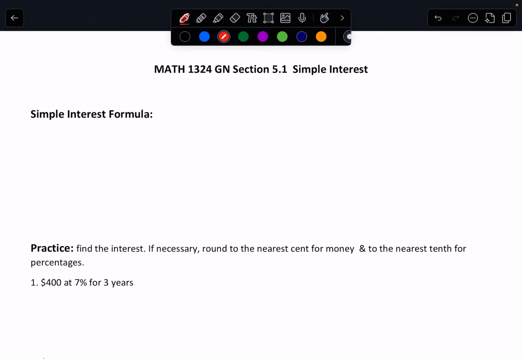Hello. So we're gonna head on to chapter 5, and we're gonna start with 5.1 simple interest. So we will start with the simple interest formula, which is I equals PV times R times T.